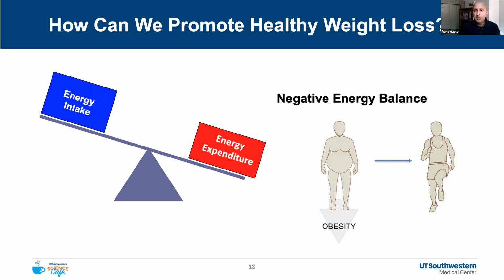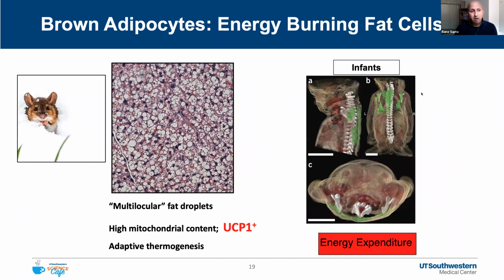Brown adipose tissue is a second class of adipose tissue that we all have, but we don't think about often. Now, brown adipose tissue looks very different from white adipose tissue. First and foremost, if you look at a section of brown adipose tissue, it doesn't look white, it looks brown. And it gets that brown color due to the fact that it has a lot of mitochondria. Mitochondria are the energy burning machinery of cells. What's also different is that it doesn't have these large lipid droplets. It has multiple small lipid droplets.